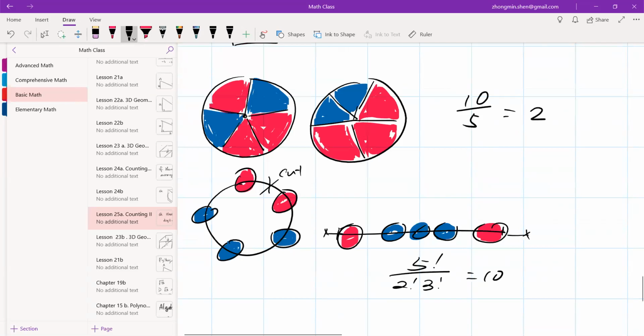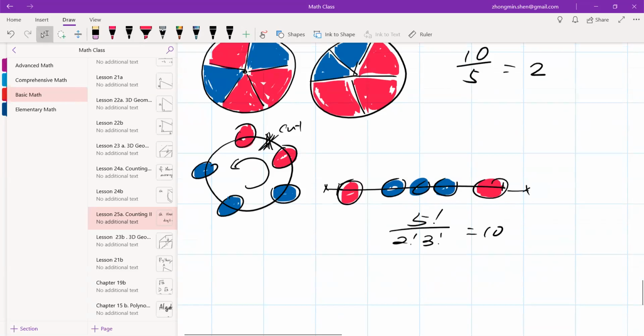Okay. Then you close it, right? You make a necklace, for example, right? When you close it, okay, do you still get 10 different patterns? No. The reason is when you rotate this 5 different times, you don't create a new one. When you rotate, it's still cut here, okay? But when you make a rotation, you don't get a different pattern.